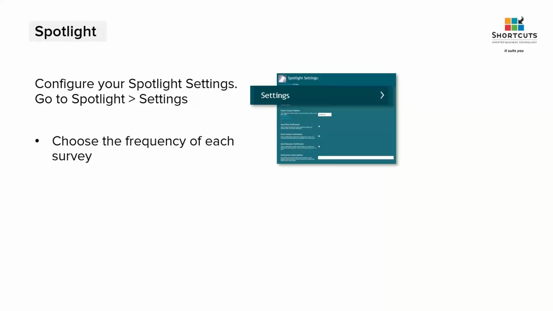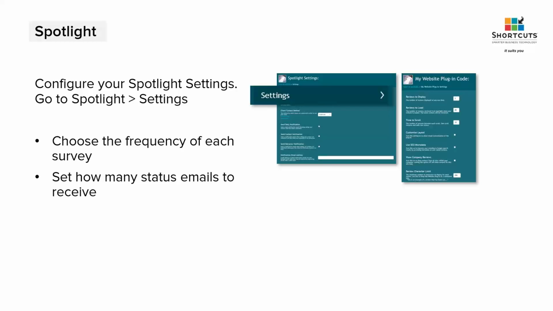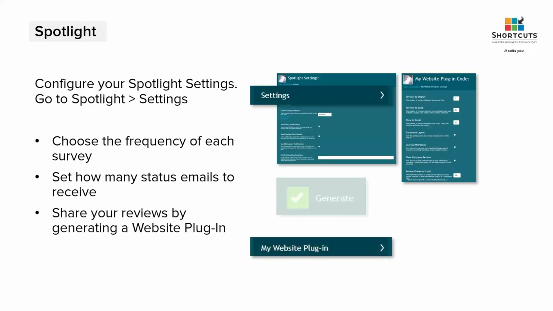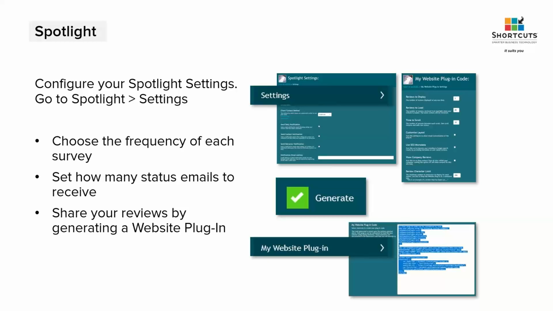And then to configure the actual Spotlight settings, in the console, you're going to go to Spotlight. And the first option you want to choose is Settings. So before we even talk about what the surveys look like, how do you respond to them, what Settings does is it controls the frequency of customer surveys.